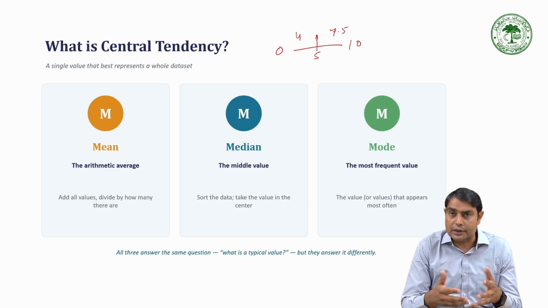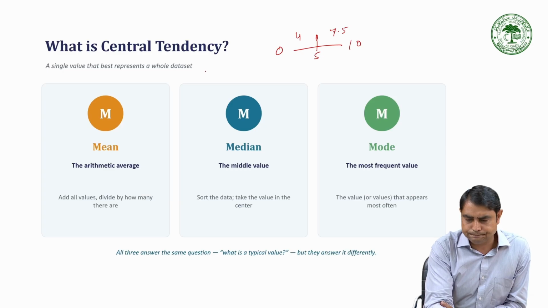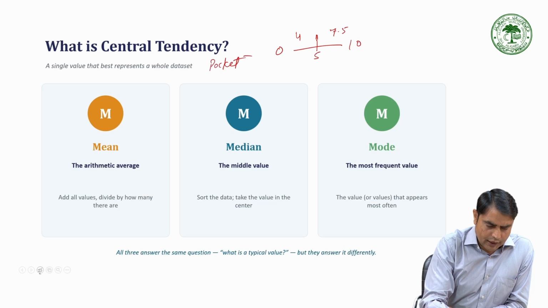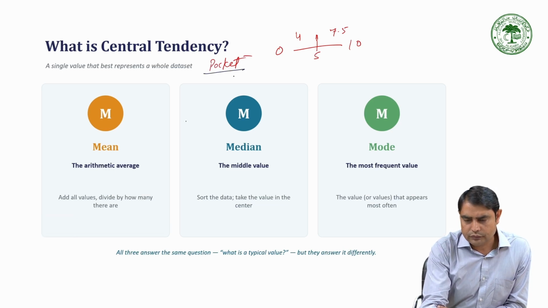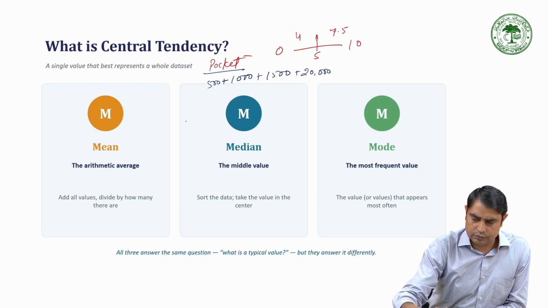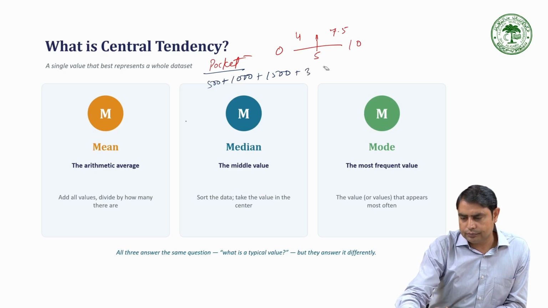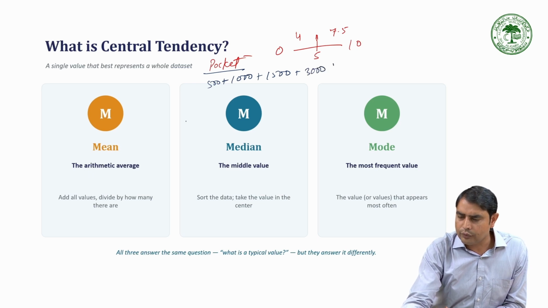And you can use the median when outliers are there, because if you have an outlier in data, say I am taking the pocket money of students into consideration, and these students have pocket money of, say, 1,000 rupees, 500 rupees, 1,500 rupees, 2,000 rupees, 3,000 rupees, and 1 lakh rupees.